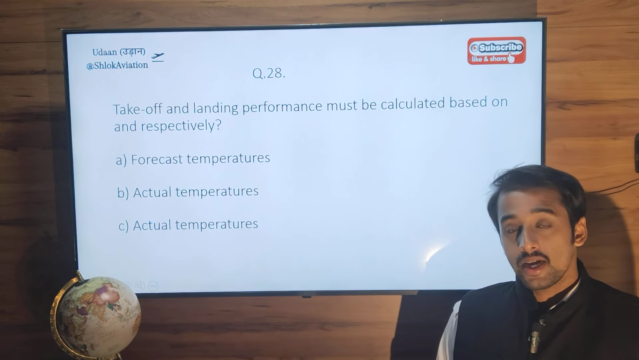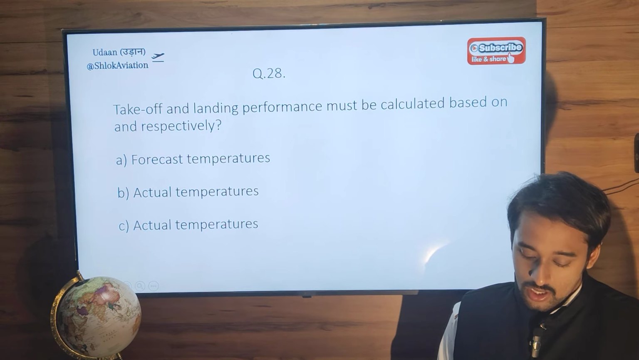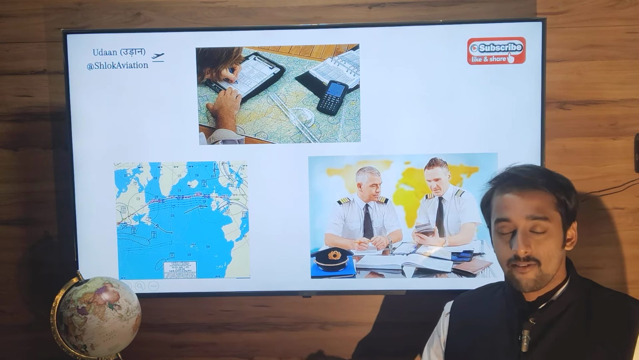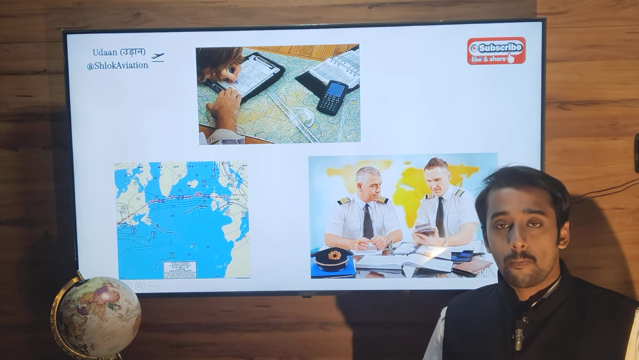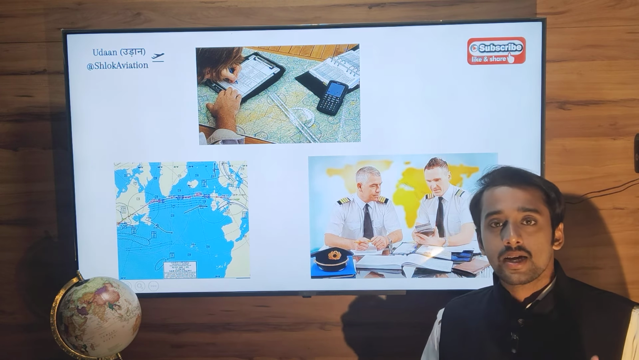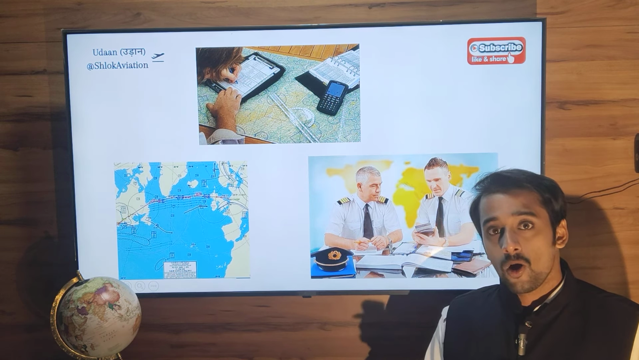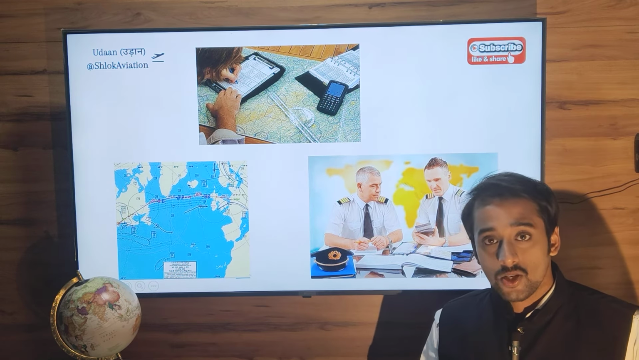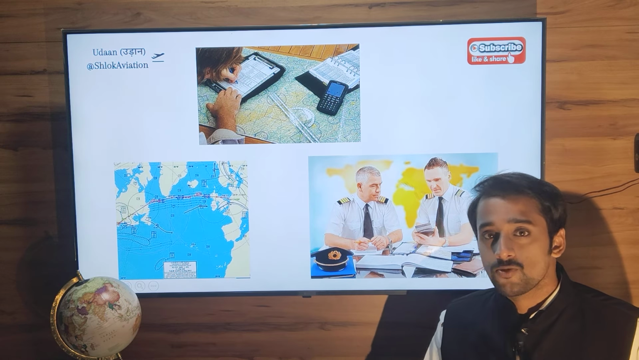Question 28. Takeoff and landing performance must be calculated based on what? So before every flight, we always do a proper flight planning. What will be the conditions of atmosphere when we take off? What are the facilities available at the airport? What is the status of your aircraft? How many passengers? How much fuel?